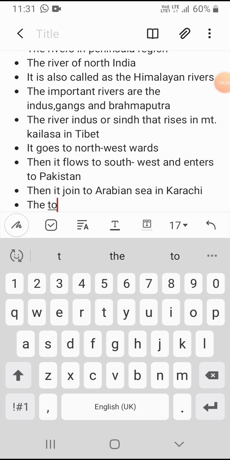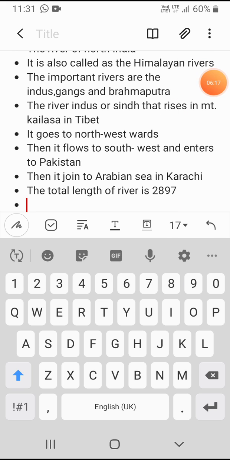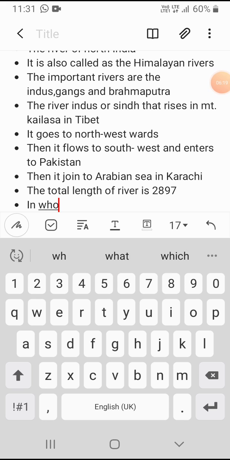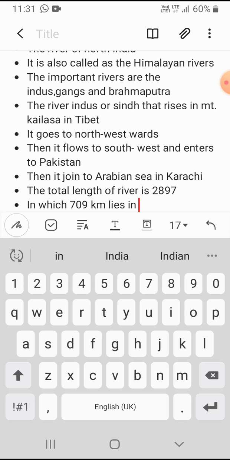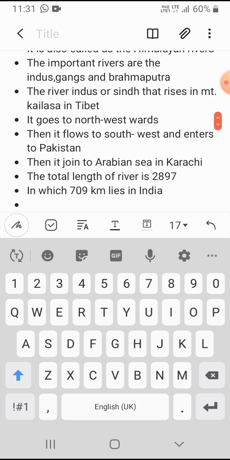The total length of the river is 2897 kilometers, in which 709 kilometers lies in India. It flows within the Indian boundary.